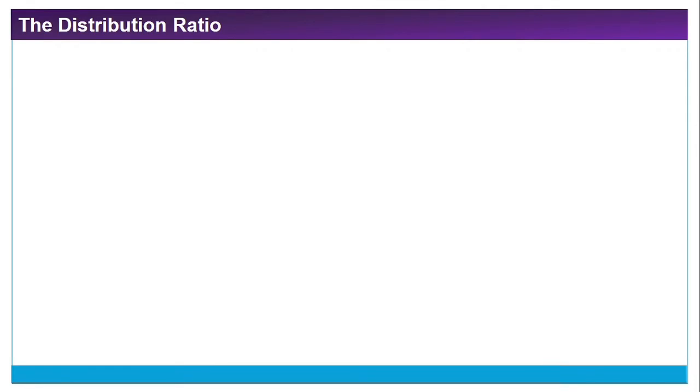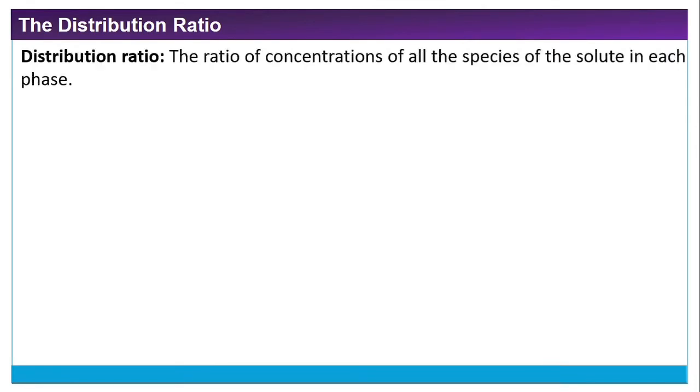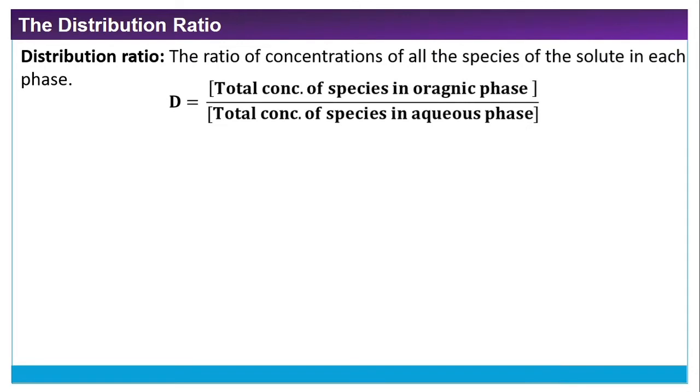Next term is the distribution ratio. The distribution ratio is the ratio of the concentration of all the species of the solute in each phase. It is shown by D, equal to the total concentration of the species in the organic phase divided by the total concentration of the species in the aqueous phase. This ratio is constant, and is called the distribution ratio.